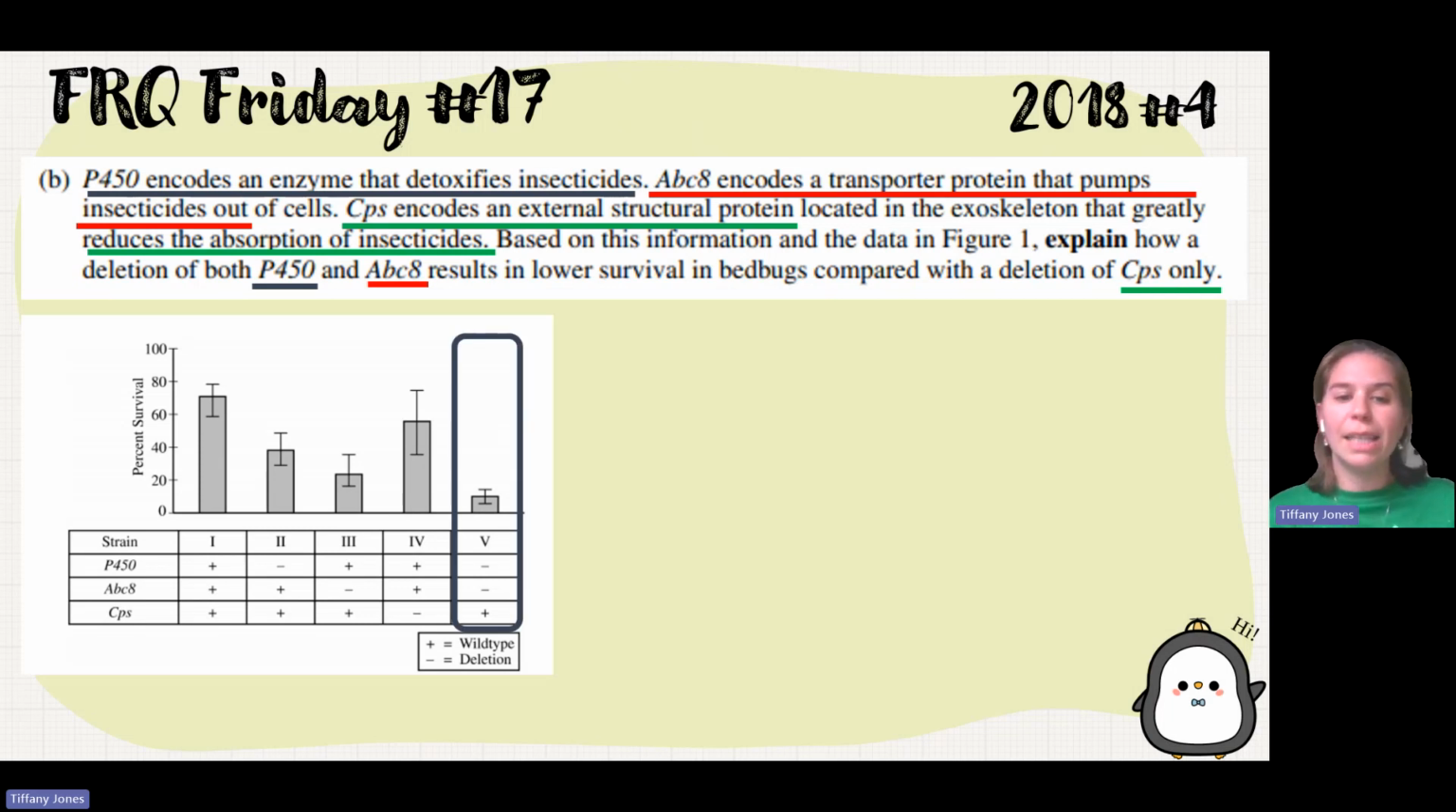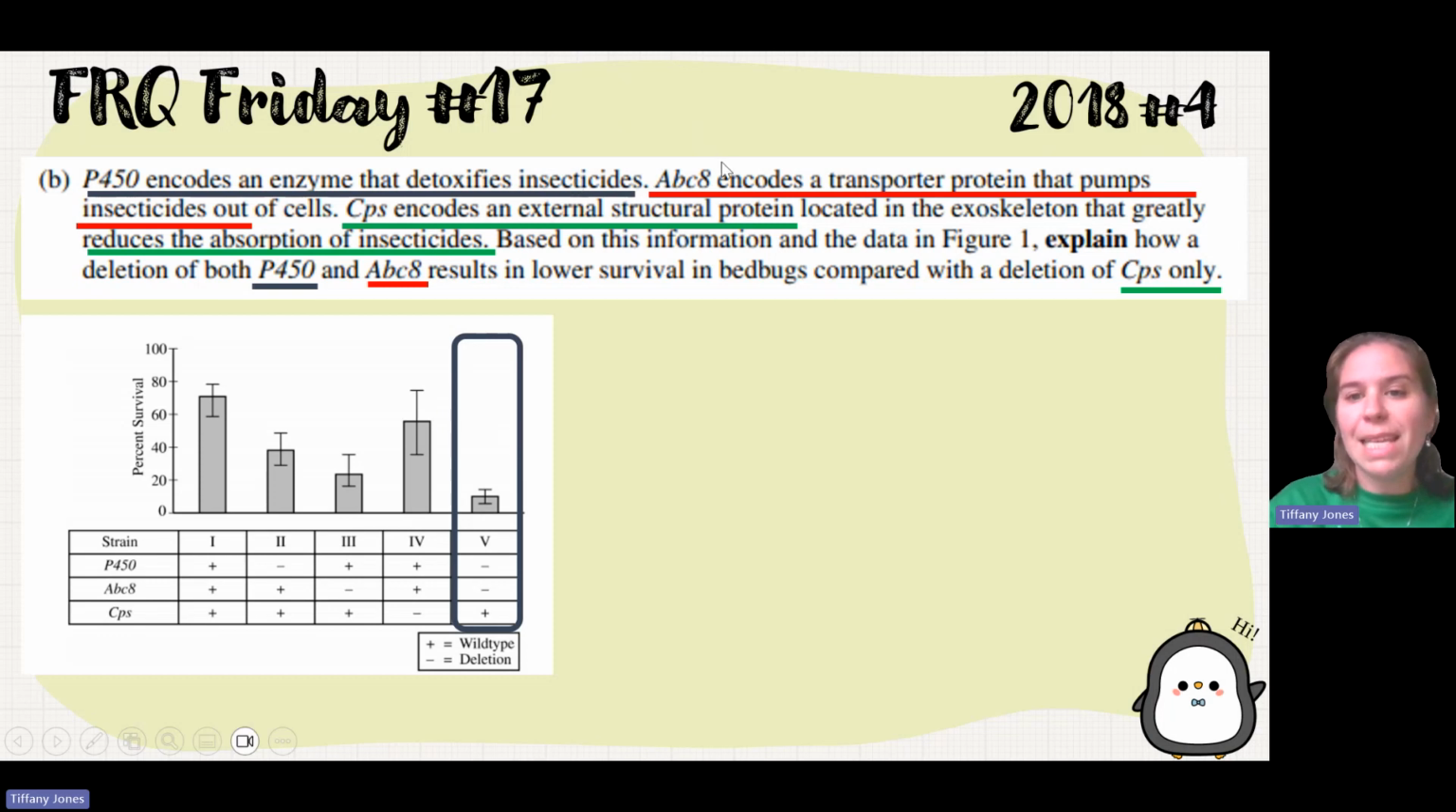So if I look at deleting the P450 and the ABC8, that's looking at strain 5. And I can see that it does have a lower amount of survivability. It causes most of the bed bugs to die. And so we want to think, well, why is this taking place? Well, P450 encodes something that would detoxify the insecticides. So if the insecticides got into the cell, it was able to detoxify and get rid of those insecticides in a way and make them not effective.